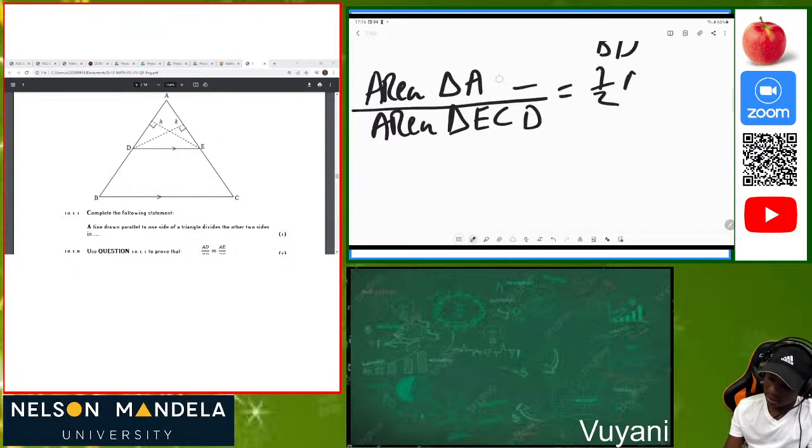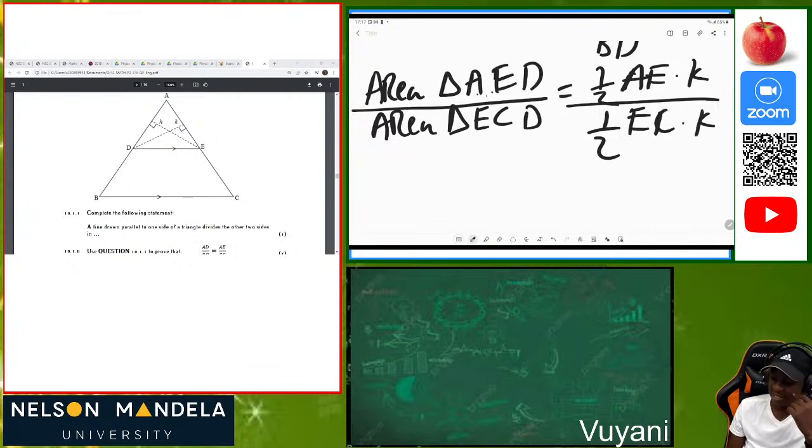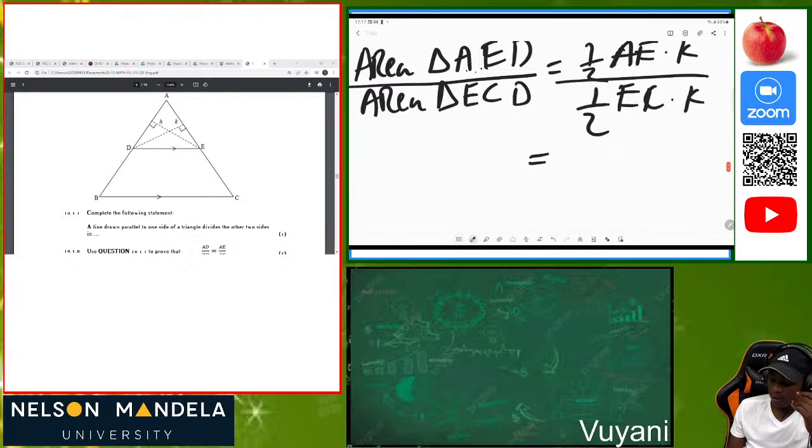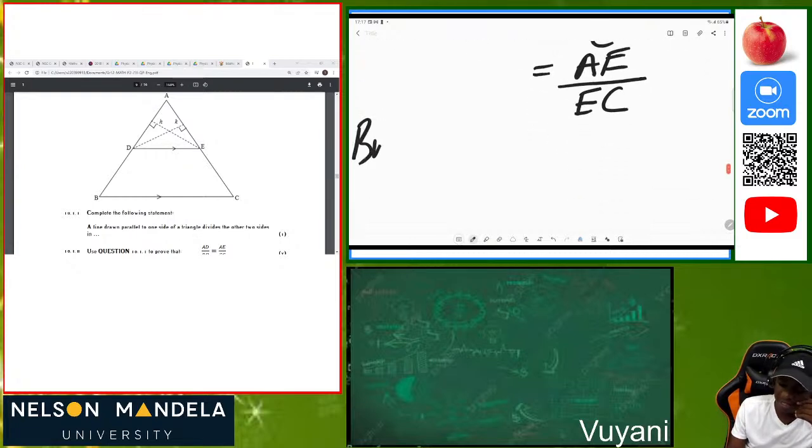Okay, let's just write it this way so that we don't get confused. AED and ECD. The base here is AE, so half AE, which is the base, times the height, which is K, and we also have 1 over 2. What is the base? The base is EC times the height K. Do you see that the heights are the same? So we can cancel this and this, and you end up having AE over EC. Okay, we are not yet done, but this part is so important.